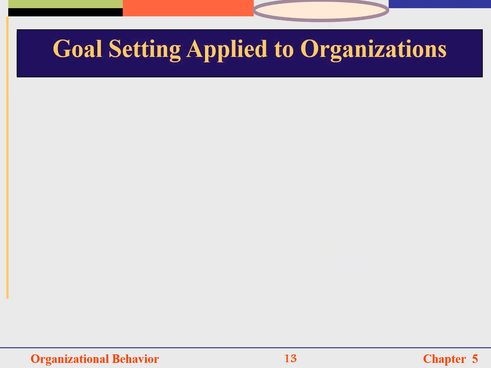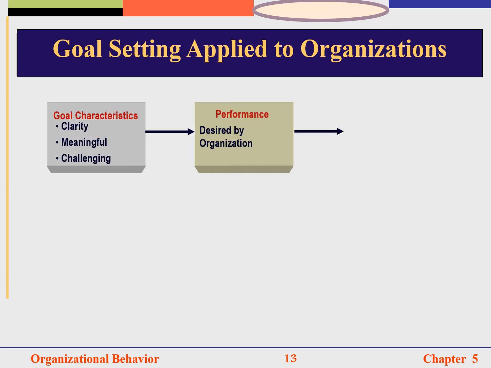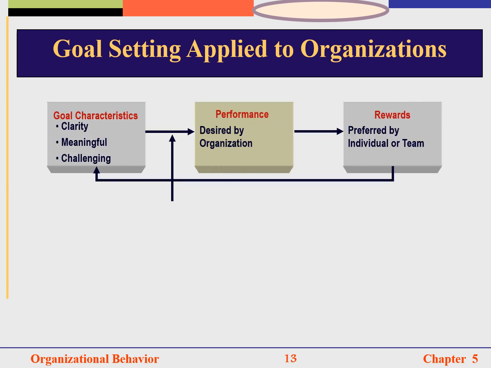The last point here is one more detail regarding the goal setting theory. This is a model that describes the goal setting theory in organizations. So the goal characteristics, we talked about 7 different characteristics of goals: clarity, meaningful, challenging, and the other characteristics. We assume these characteristics will lead to better performance, the performance desired by the organization.